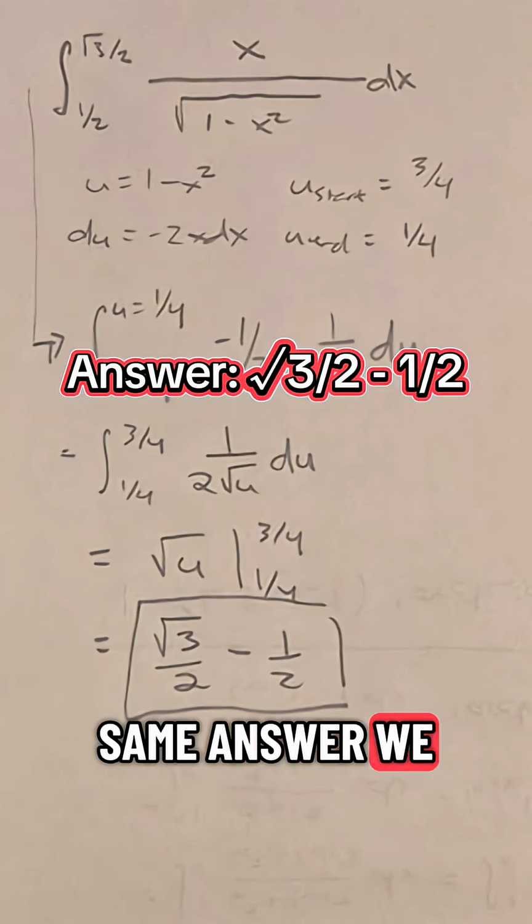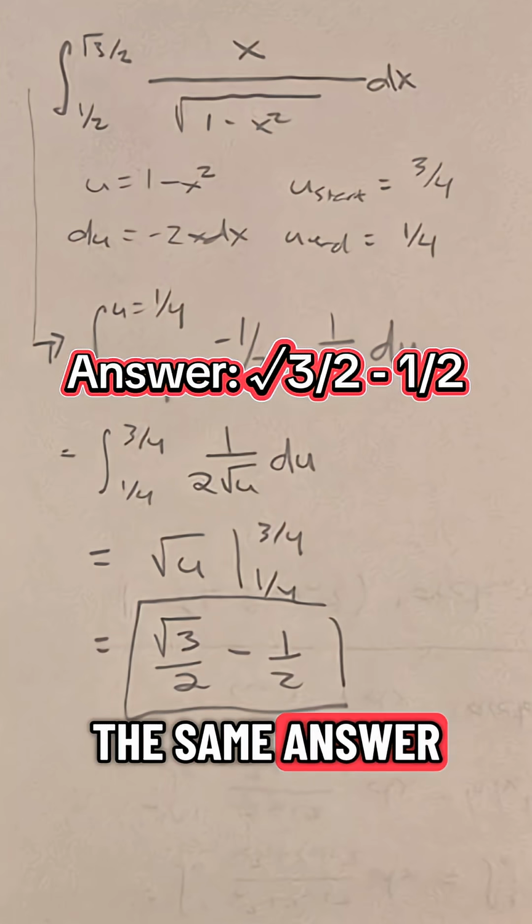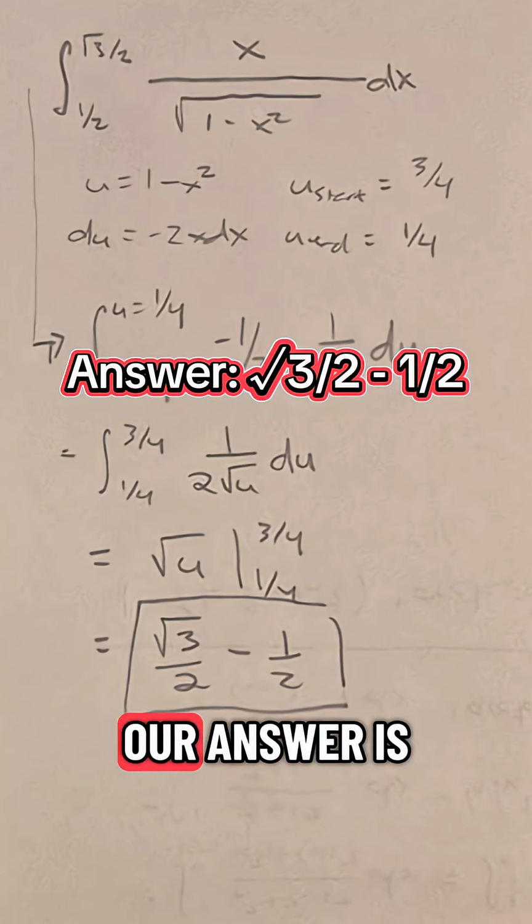which is the same answer we got when we did it the other way, which is nice that we get the same answer by doing the integral both different ways. That's how we're really sure that our answer is right. Very nice.